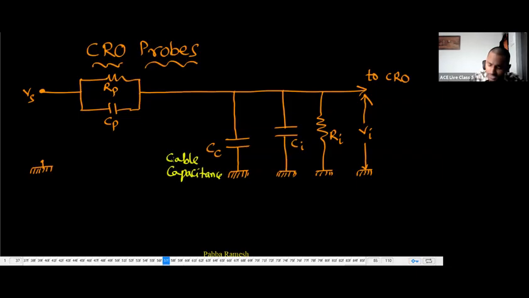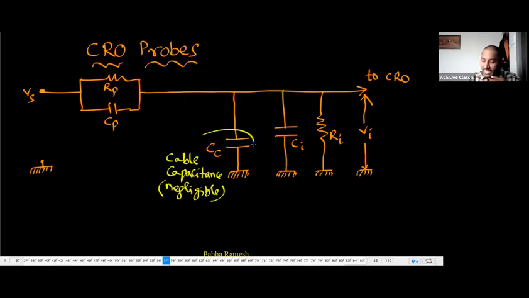Cable capacitance is generally negligible in practical conditions. If it is given in the question, substitute it. Otherwise, it is simply neglected. Every CRO probe or wire has some cable, so that cable has some capacitance. Clear? So this is the total equivalent circuit.